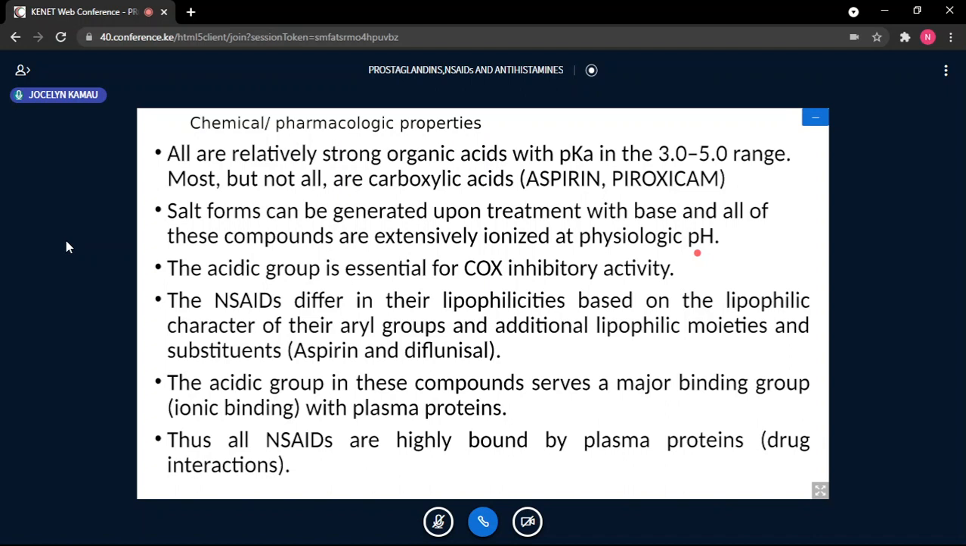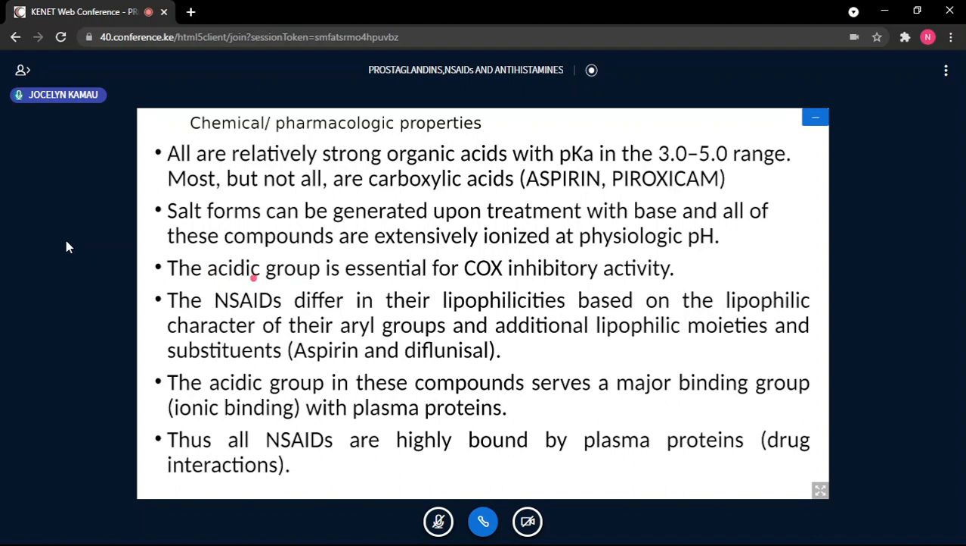All, if not a carboxylic, they do have an acidic center. So that is an example of how these drugs can act. The acidic group is essential for COX inhibitory activity, and we do understand why. The acidic group, the carboxylic group, when it ionizes, gives us a negative site.